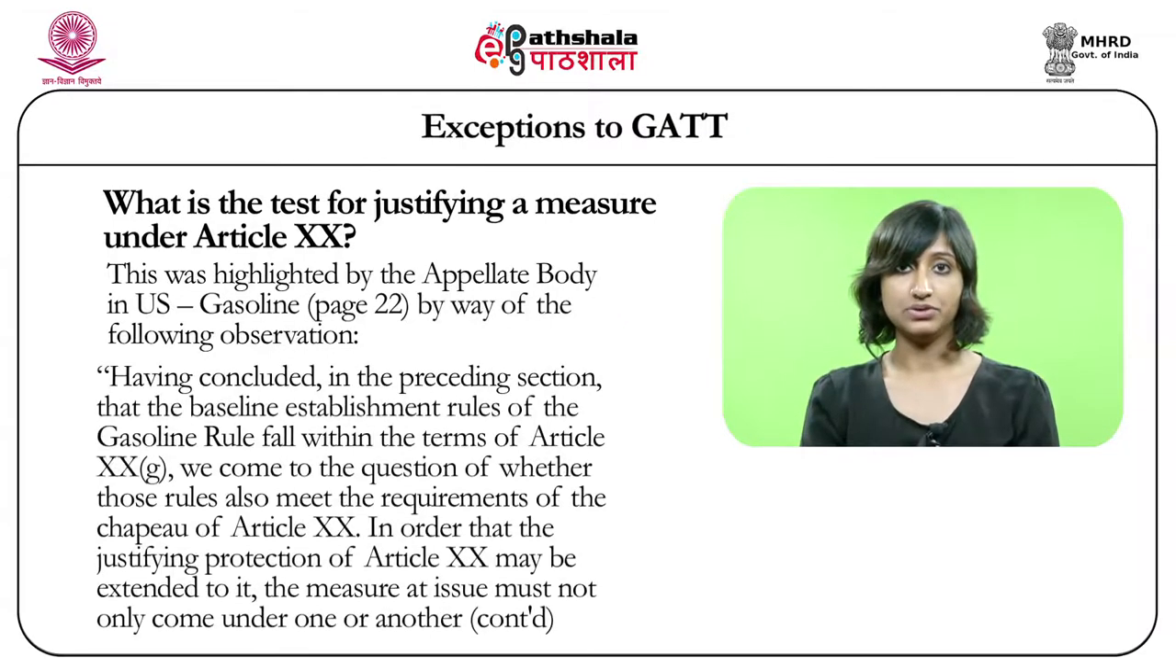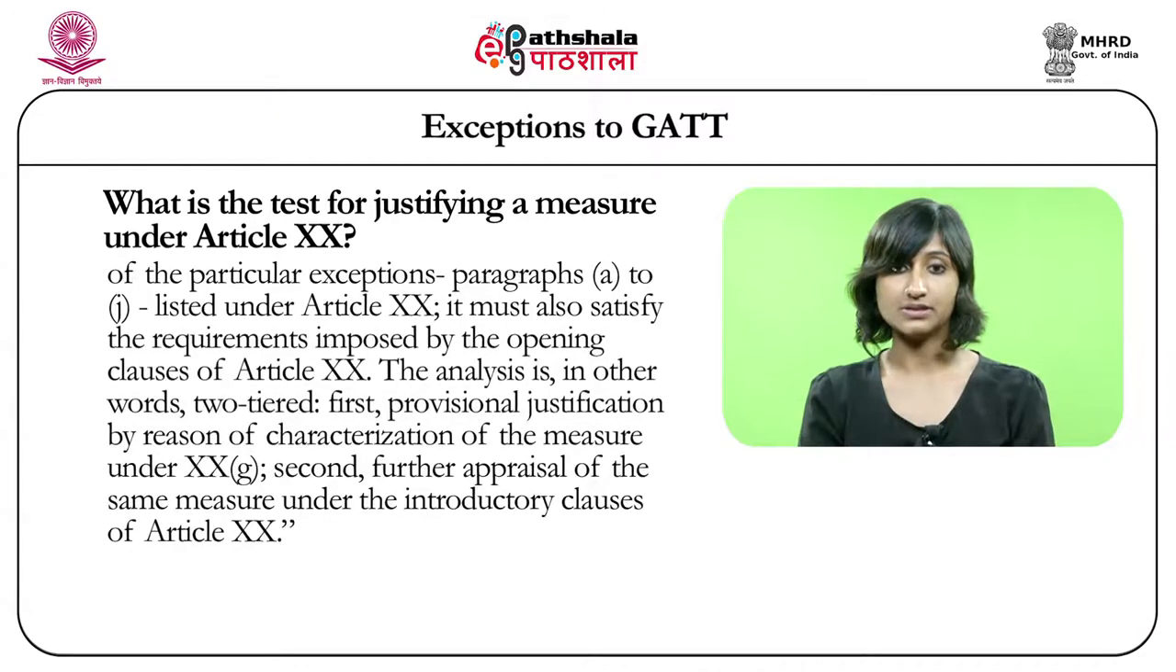Quote, having concluded in the preceding section that the baseline establishment rules of the gasoline rule fall within the terms of Article 20G, we come to the question of whether those rules also meet the requirements of the chapeau of Article 20. In order that the justifying protection of Article 20 may be extended to it, the measure at issue must not only come under one or another of the particular exceptions in paragraphs A to J listed under Article 20, but it must also satisfy the requirements imposed by the opening clauses of Article 20. The analysis is, in other words, two-tiered. First, provisional justification by reason of characterization of the measure under Article 20G. Second, further appraisal of the same measure under introductory clauses of Article 20.